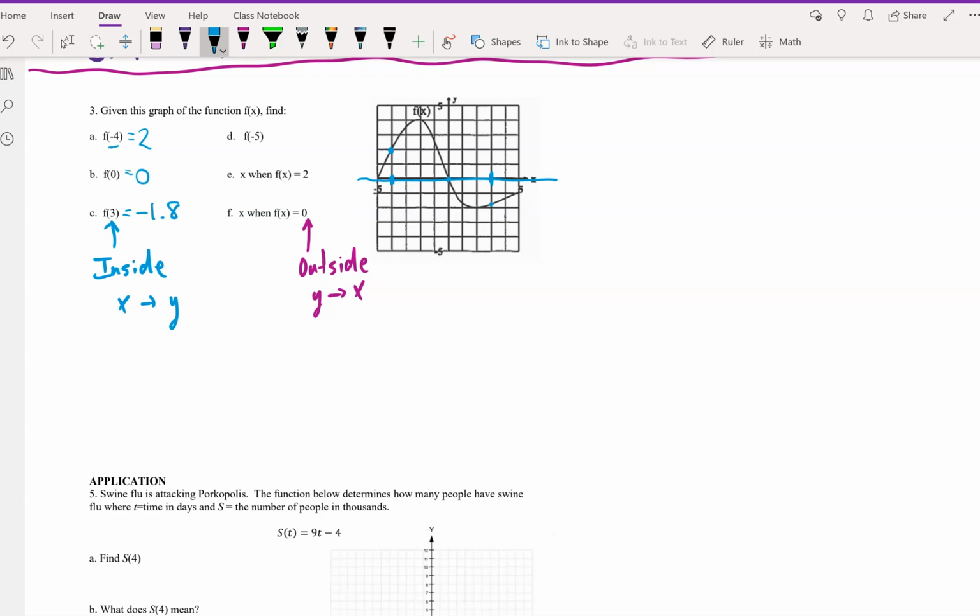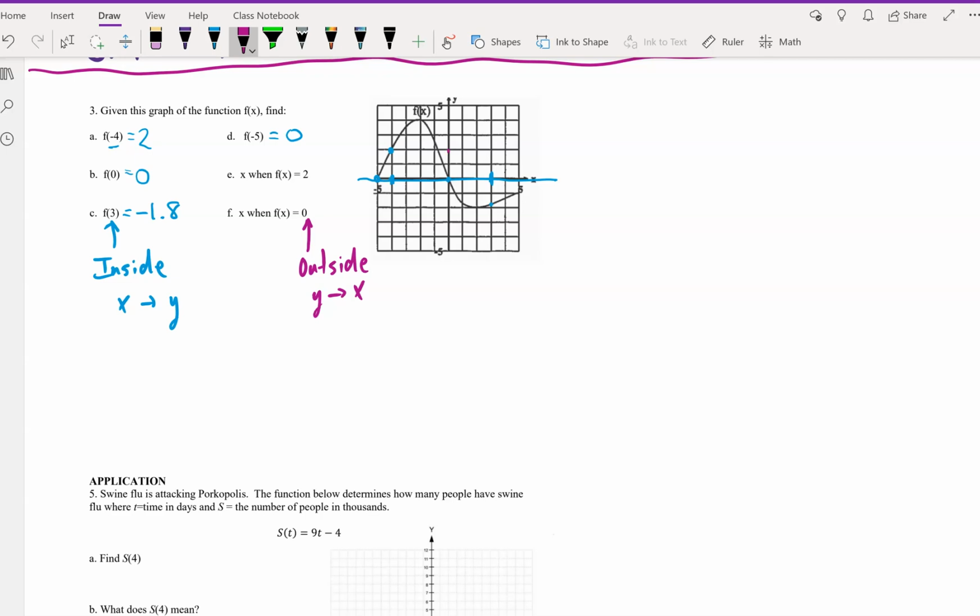And then f of -5, again, we go to that x value of -5, and we can see that our graph crosses at a y value of 0. Okay. Now remember, things change up a bit when we're talking about f of x equals 2. We're trying to find the x value where our output is 2.